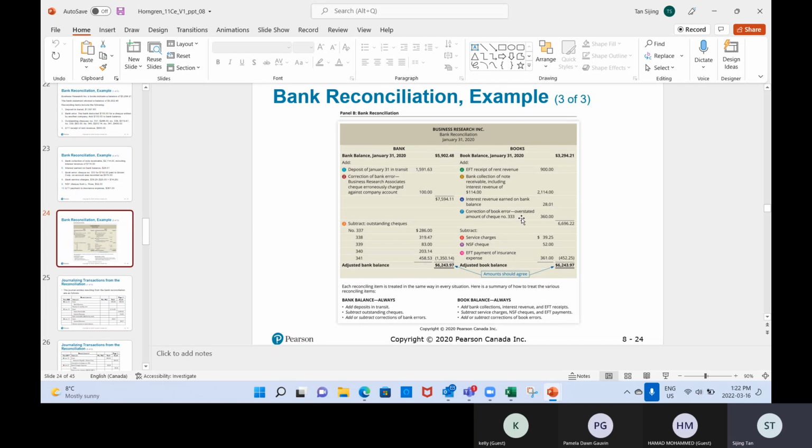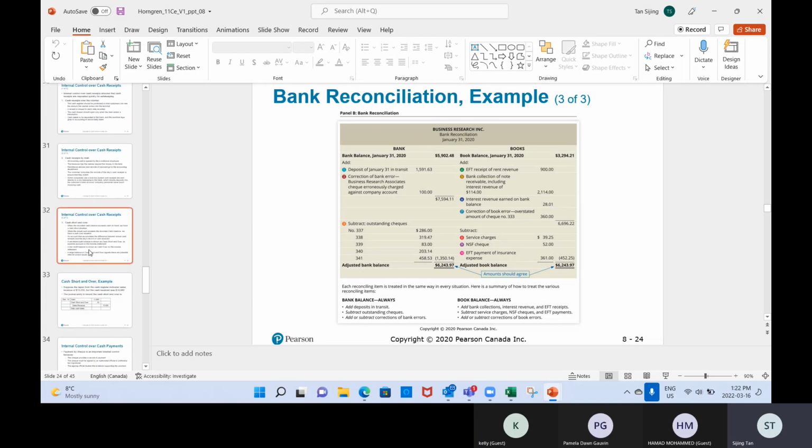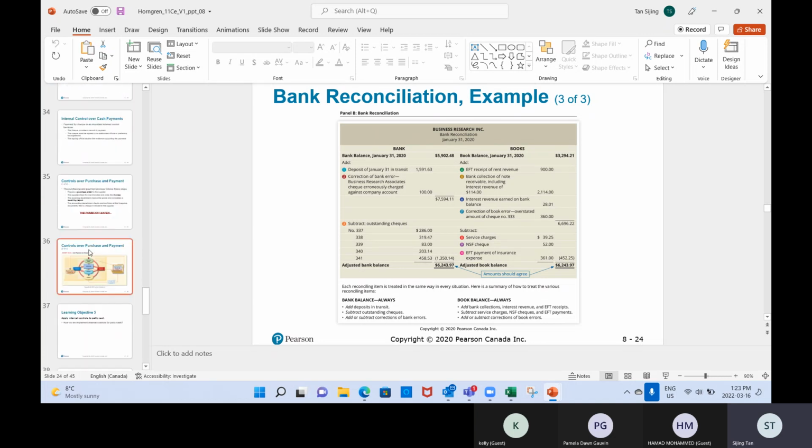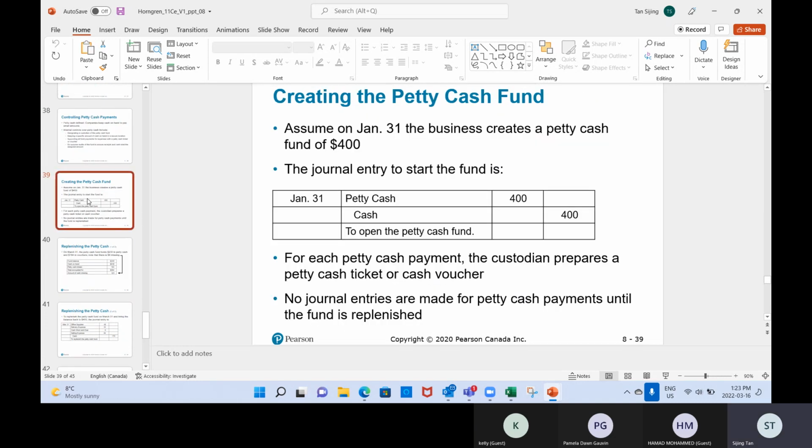Before we move on there, I think we also talk about petty cash. So the petty cash part is in your chapter 8. Let's go. So you will see that we need to know journal entries, right? When you take money from your petty cash account, the only time you need to record a journal entry is when you replenish your petty cash fund. So we'll quickly see examples.